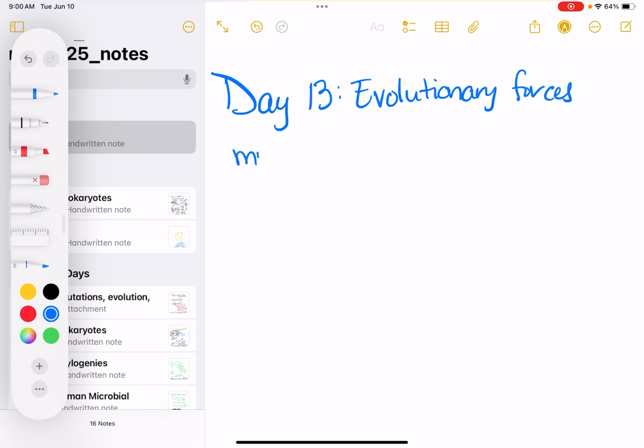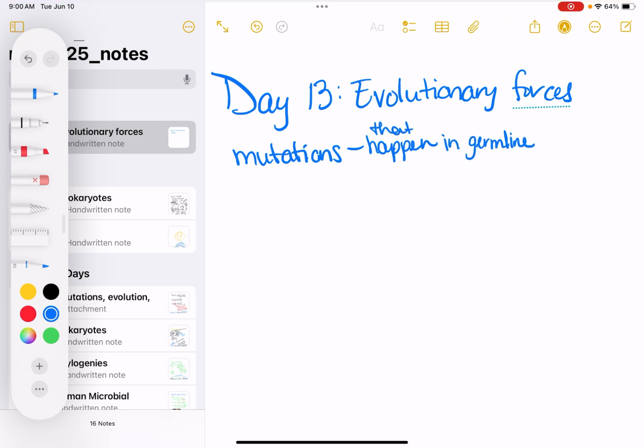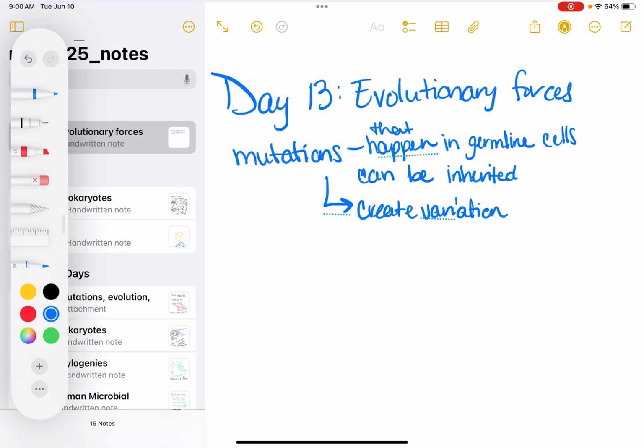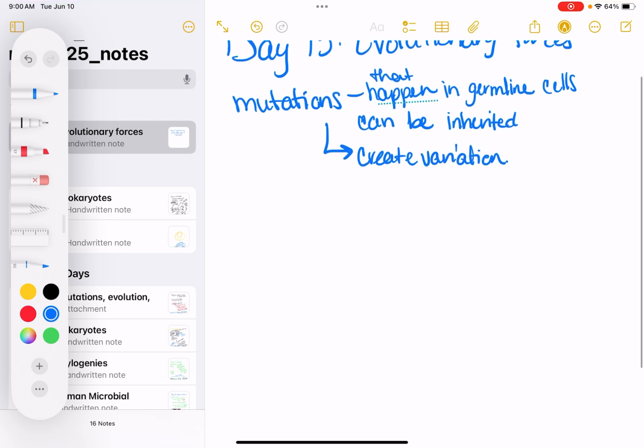So remember that we have mutations. And in order for a mutation to be inherited in the next generation, it has to be in the germline, right? So they can happen in somatic cells, but when they do, they're not inherited, right? So mutations that happen in germline cells can be inherited. And these mutations are what create variation. Heritable variation specifically, right?